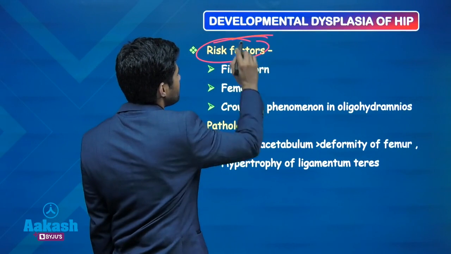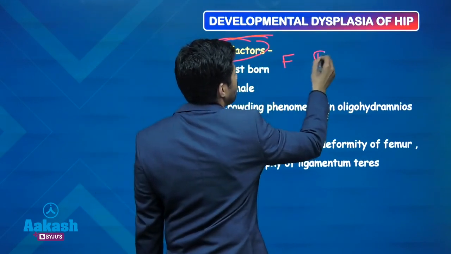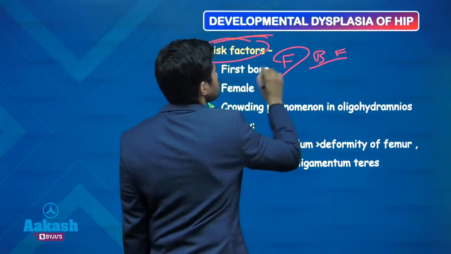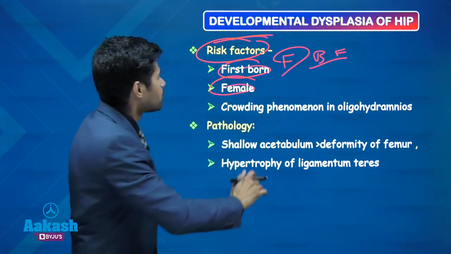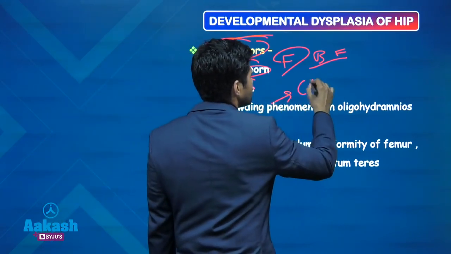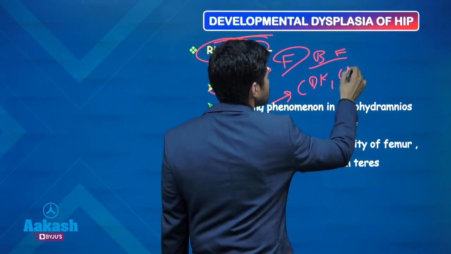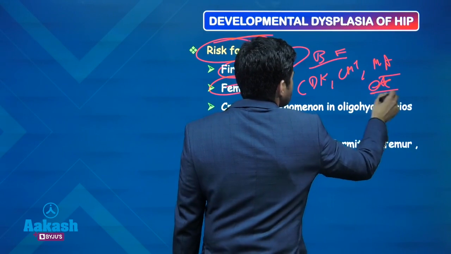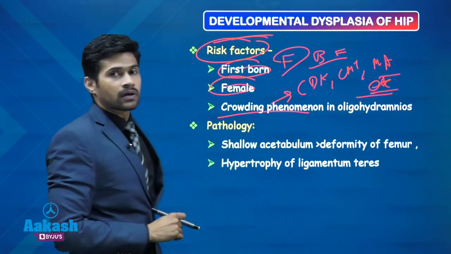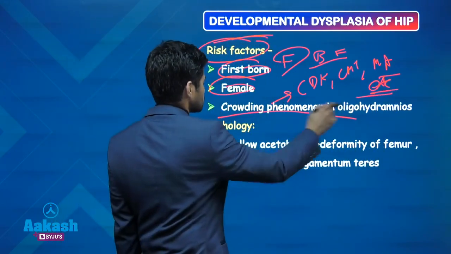Now, developmental dysplasia of hip or DDH. So, risk factor: first born female and crowding phenomena. Remember, crowding phenomena is associated with congenital dislocation of knee, congenital muscular torticollis, metatarsal adductus, etc. So they are all because of crowding phenomena in oligohydramnios.